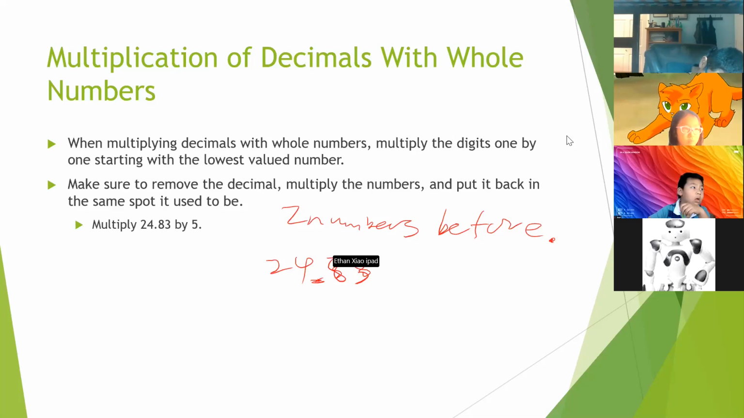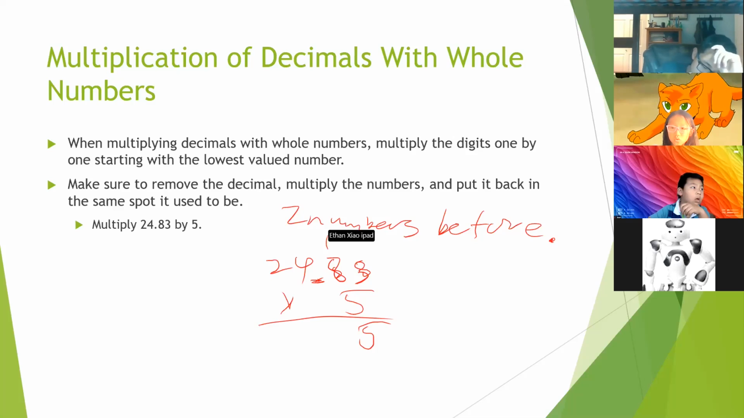So first we have to look at 3 times 5, since 3 is the number on the right. So 3 times 5 is 15. We use the units digit, and we have to carry over 1 to add to 8 times 5.